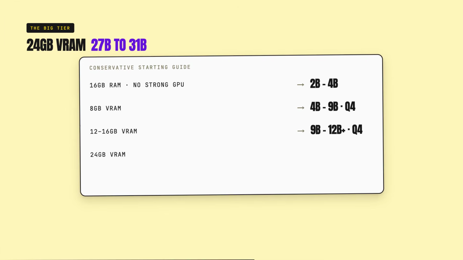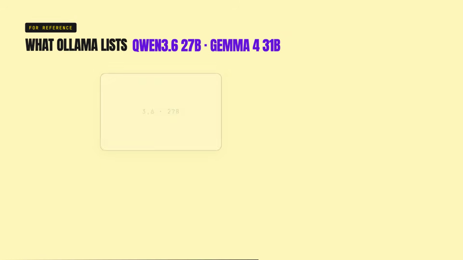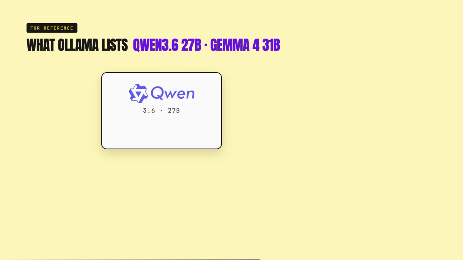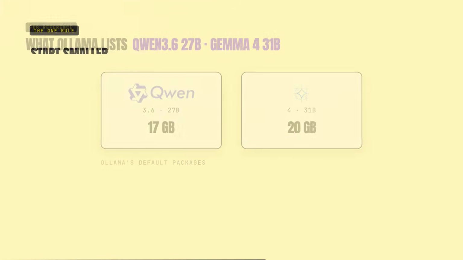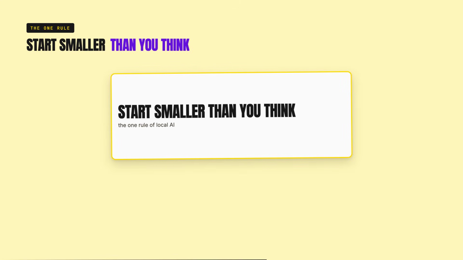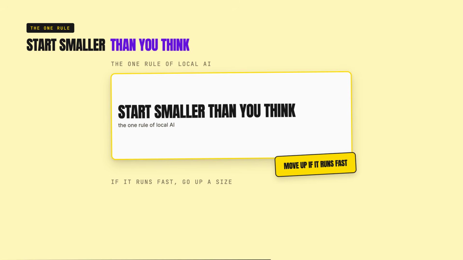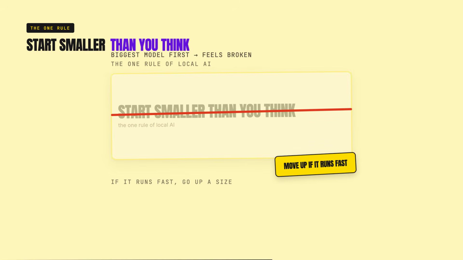With 24 gigabytes of VRAM, quantized models in the high 20 billion to low 30 billion range become realistic. For reference, Ollama currently lists Qwen 3.6 27 billion at around 17 gigabytes and Gemma 4 31 billion at around 20 gigabytes in their default packages. If you remember only one rule, make it this: start smaller than you think you need. If it runs quickly and you still have memory available, move up. That is much easier than downloading the biggest model first and trying to work out why your computer suddenly feels broken.